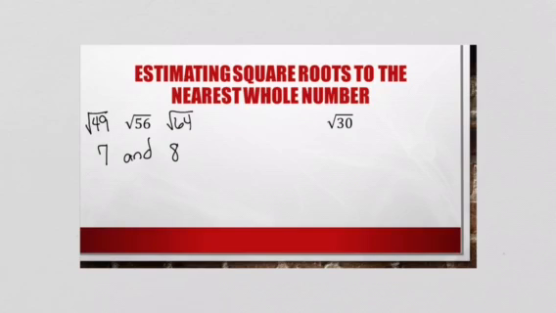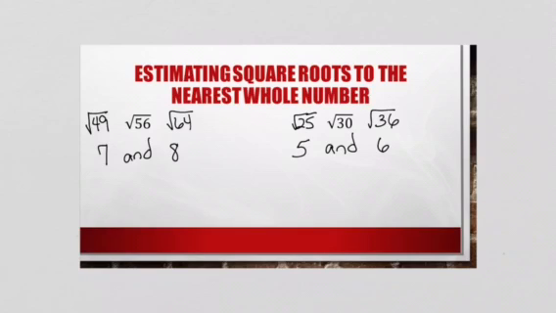How about the square root of 30? What's it between? Okay, the square root of 25 is on the lower side. The next one up would be the square root of 36. What's the square root of 25? 5. What's the square root of 36? 6. So we know that the square root of 30 is somewhere between 5 and 6.